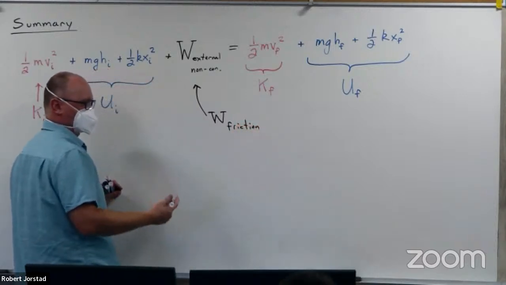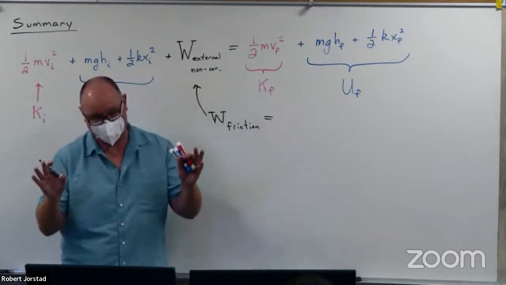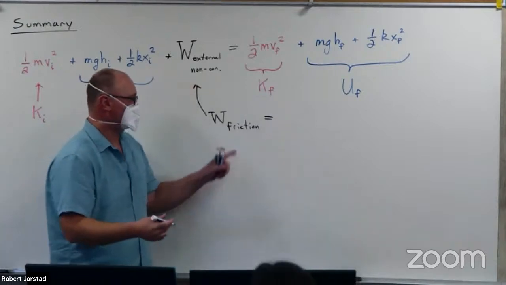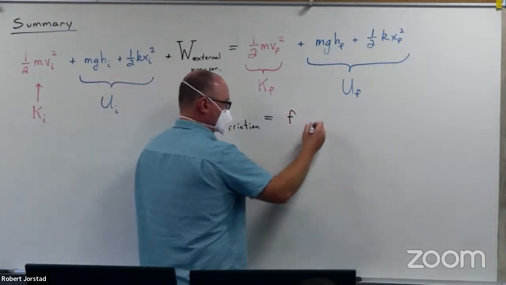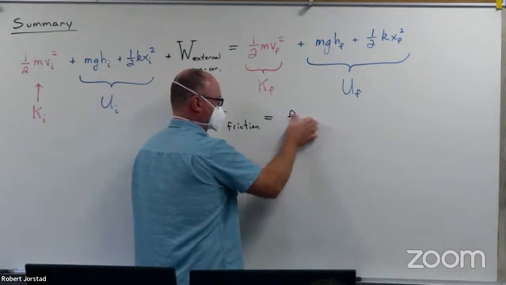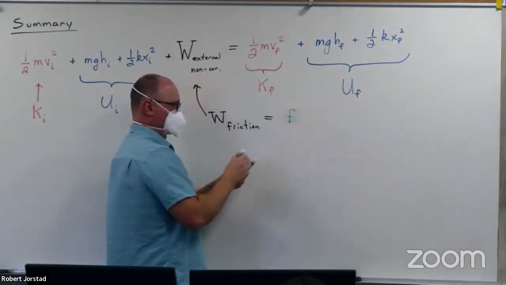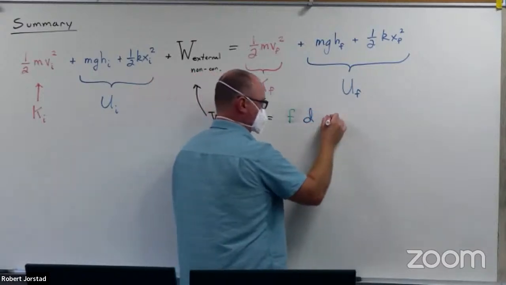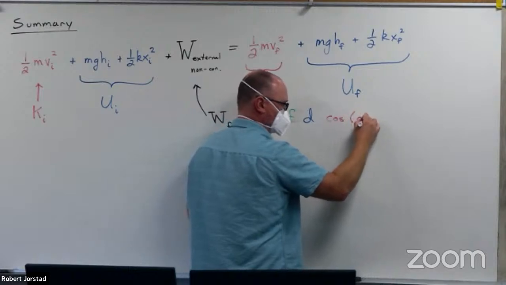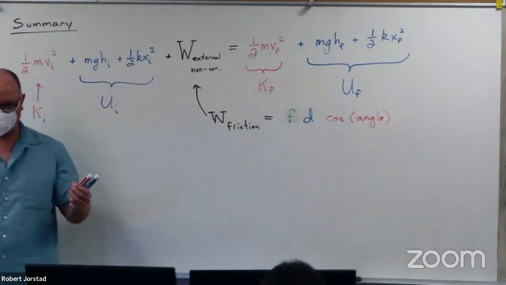When we're getting the work done by friction, friction for us is not always a constant, but in general, we can say the work done by friction is F times D. Friction times displacement times cosine of some angle. Do you remember that from last time in chapter 7 when we're getting the work done?